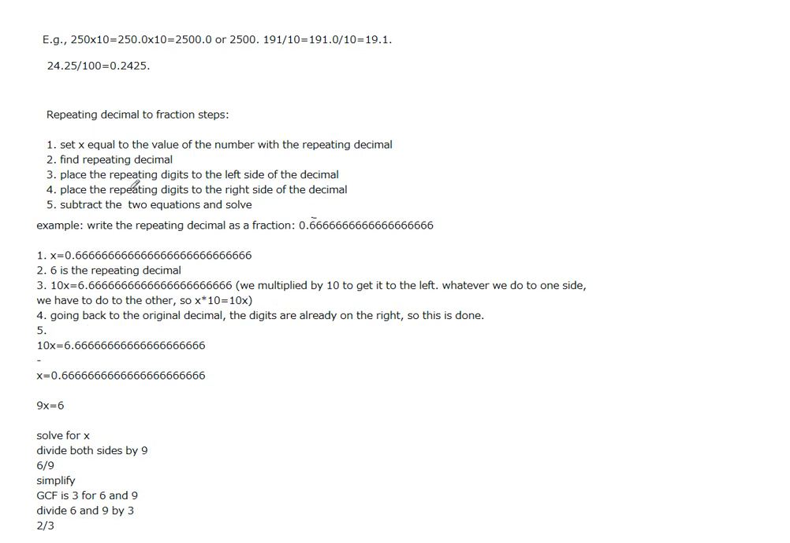So step 4, place the repeating digits to the right side of the decimal. So I wrote that going back to the original decimal, the digits are already on the right, so this is done.